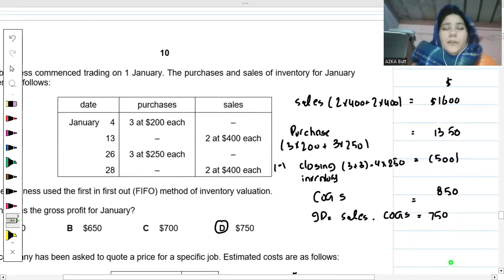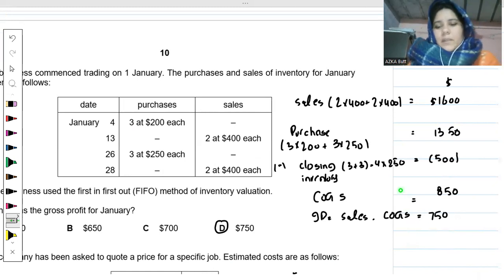When you make the financial statements, maybe you know how to find a gross profit. This is basically a very simple format to find a gross profit. First of all, we have to record the sales. So we know that we sold our goods on 13 and on 28 January, 2 units on each date, at $400 each.